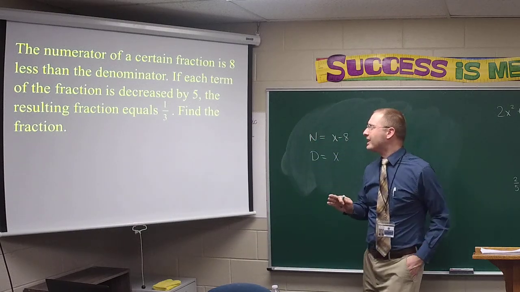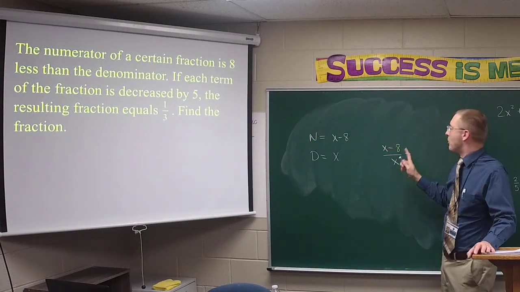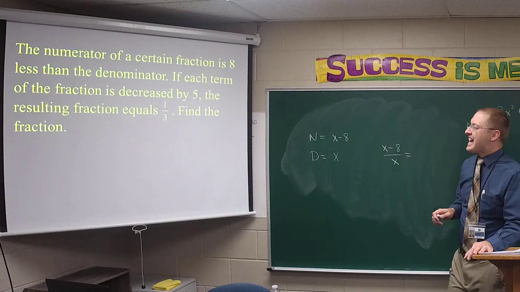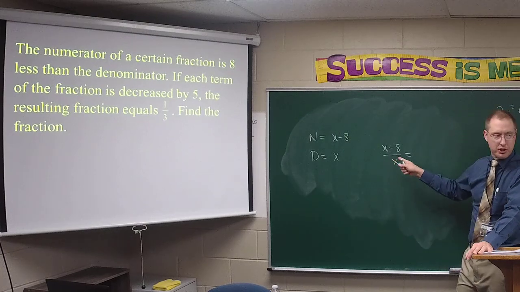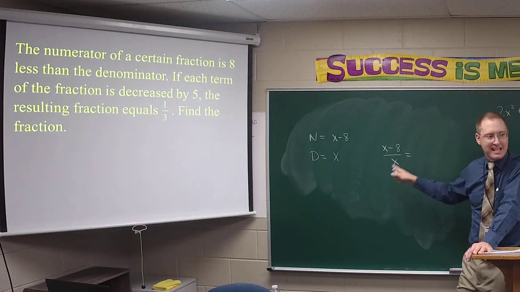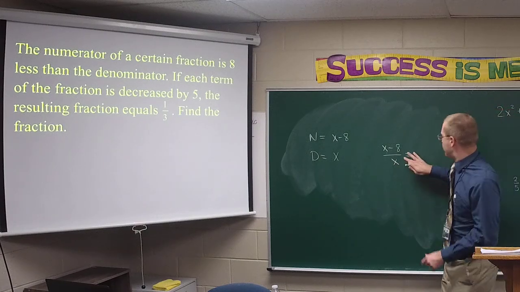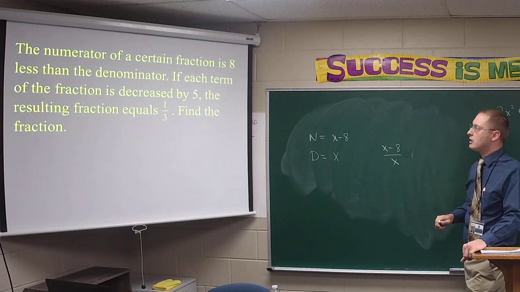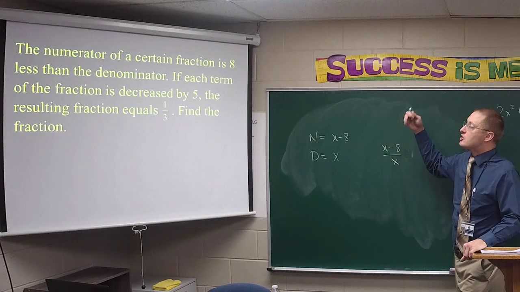Now, Michael, what does it tell me is true about my fraction? If each term is decreased by 5, the resulting fraction equals 1/3. Yeah, it doesn't say this thing equals a third. He says if I do something to it, I can make it equal a third. And he said I have to do what to make it equal 1/3? Subtract 5 from both sides. From the fraction. Each term of the fraction.